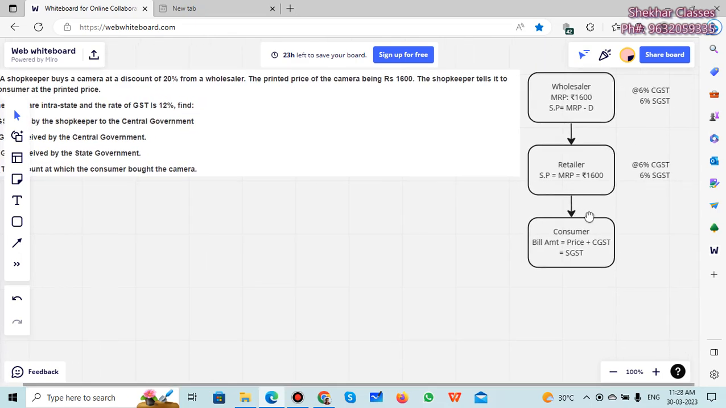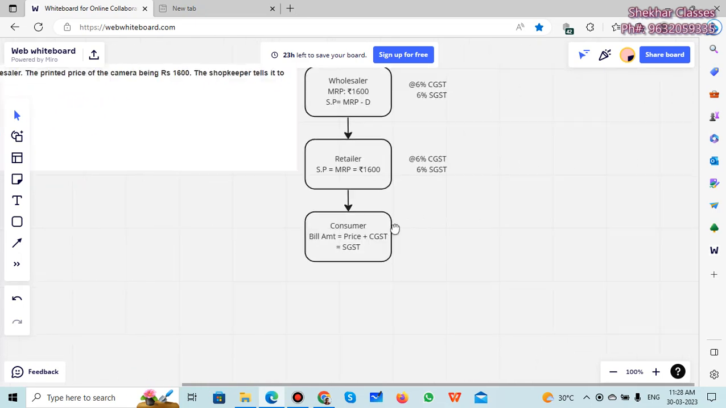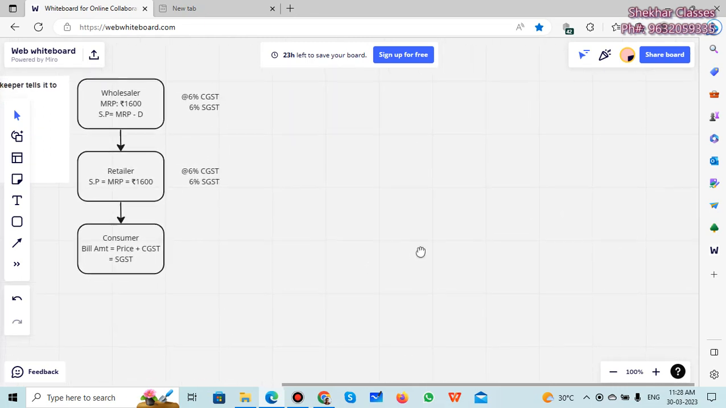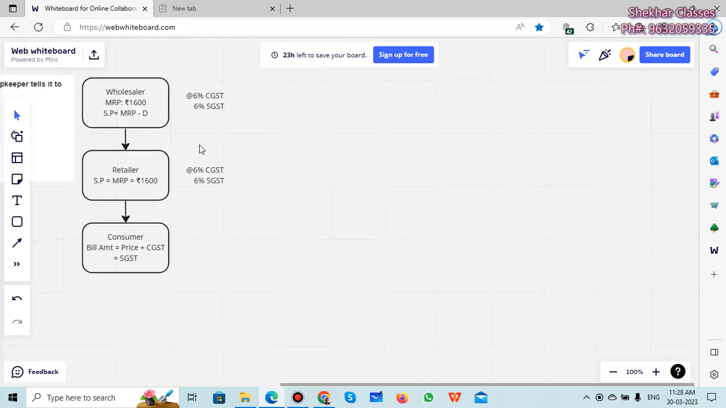Now let's calculate that here. So let's calculate first here. First we have to calculate how much is the CGST and SGST received by the wholesaler or paid by the shopkeeper. So we know that CGST is equal to, okay, we'll just make a column over here. Okay, right, CGST, and this is how much? This is the SGST.